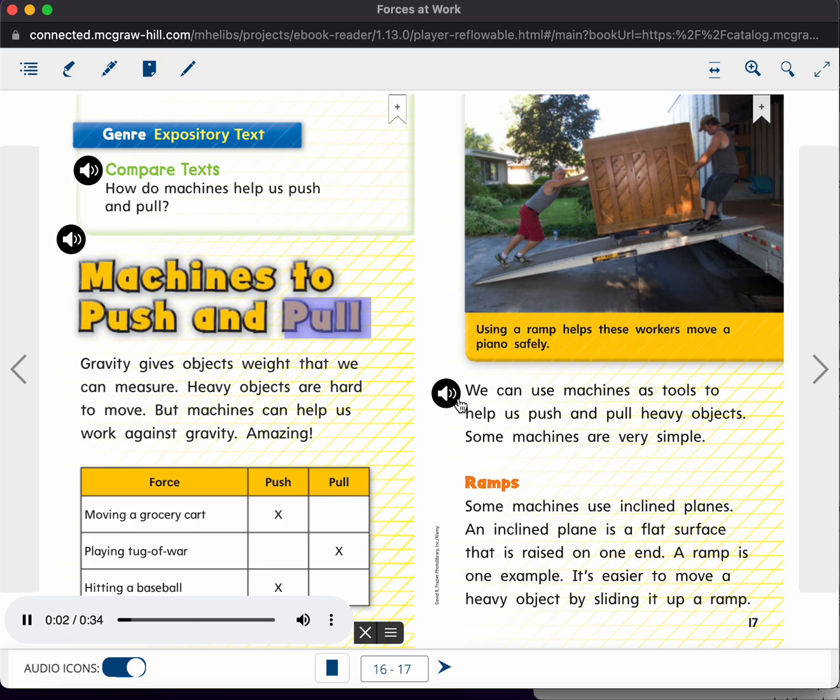Machines to push and pull. Gravity gives objects weight that we can measure. Heavy objects are hard to move, but machines can help us work against gravity. Force. Push. Pull. Force: moving a grocery cart. Push. Force: playing tug of war. Pull. Force: hitting a baseball. Push.